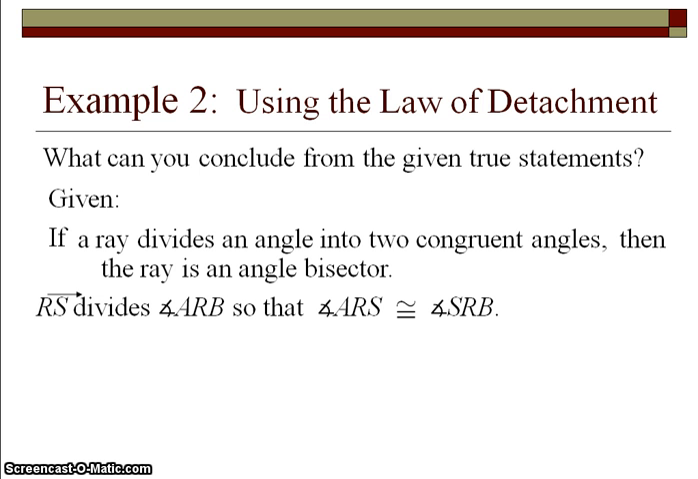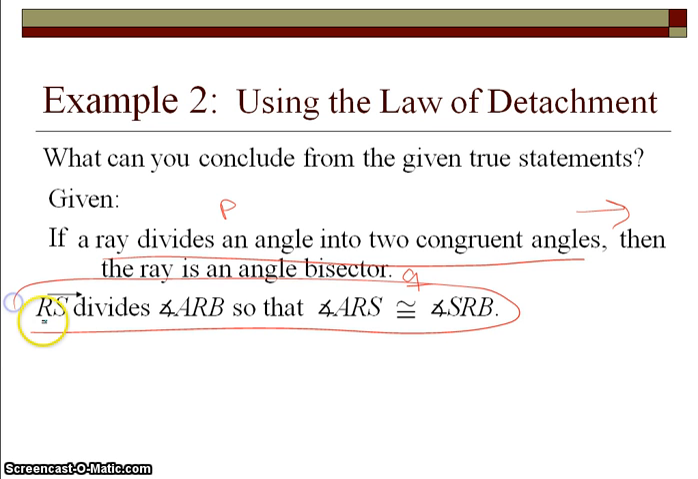Here's another example using the law of detachment. What can we conclude using the law of detachment from the given true statements? First, I'm giving the conditional: if P, a ray divides an angle into two congruent angles, then Q, the ray is an angle bisector. Now, I am being told that this ray, RS, divides this angle so that they're congruent. So I'm being told that P happened. If I know P is true, and P then Q was a valid statement, now I know Q is going to be true. Therefore, this ray has to be an angle bisector.